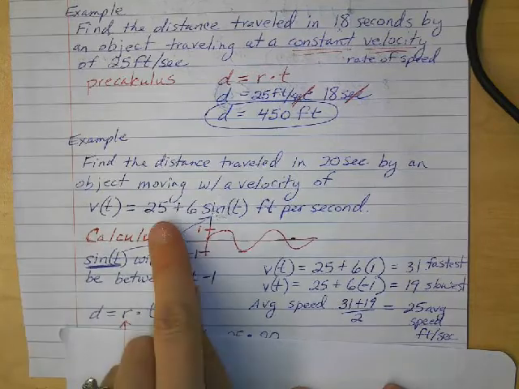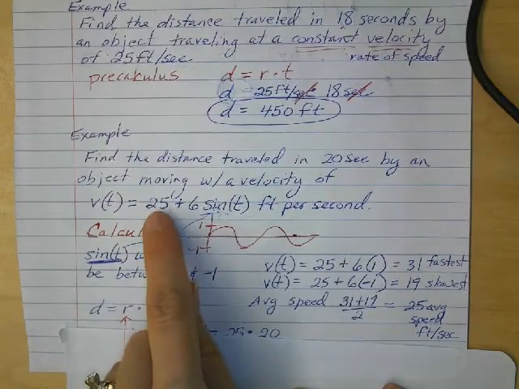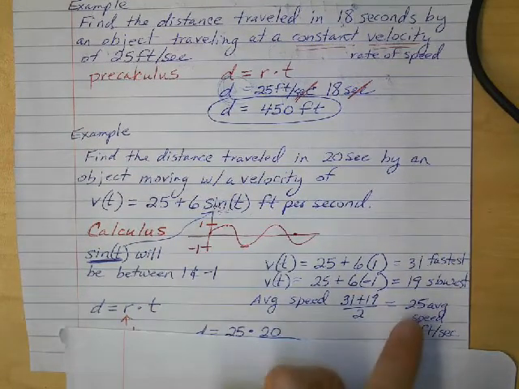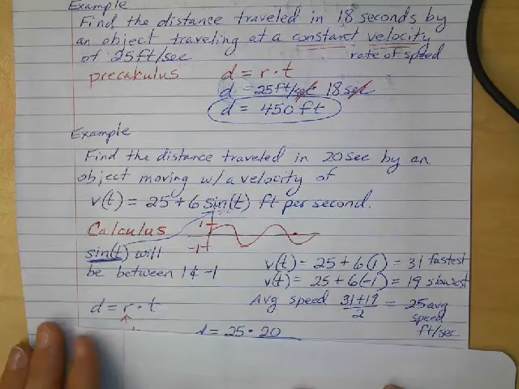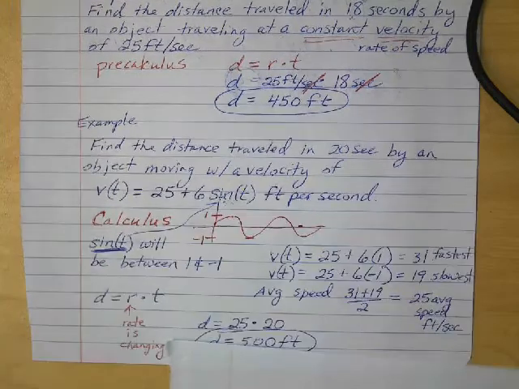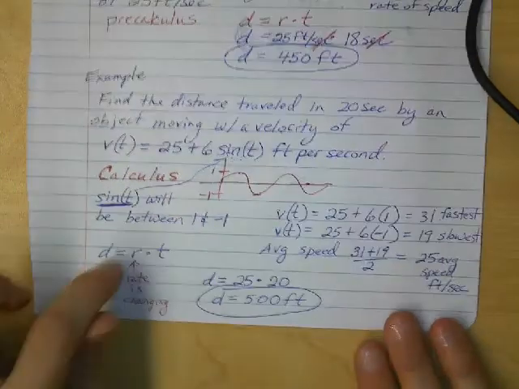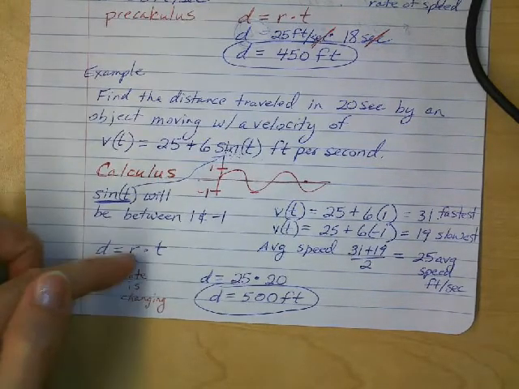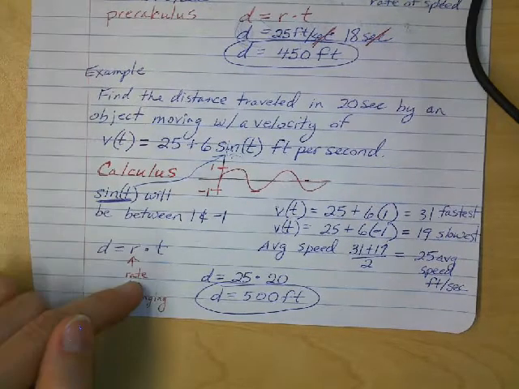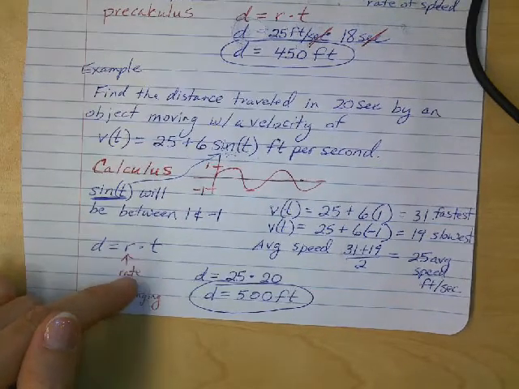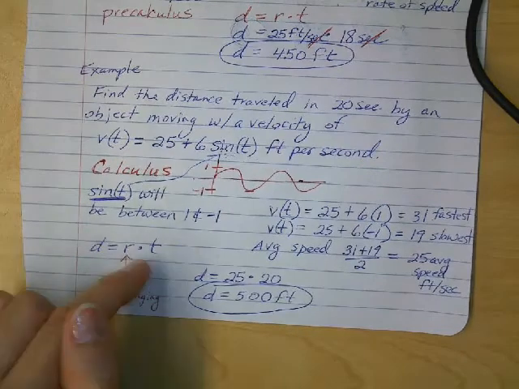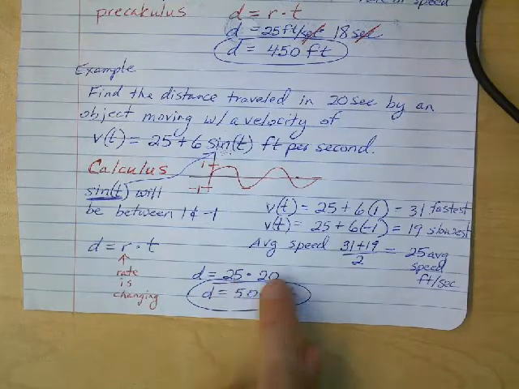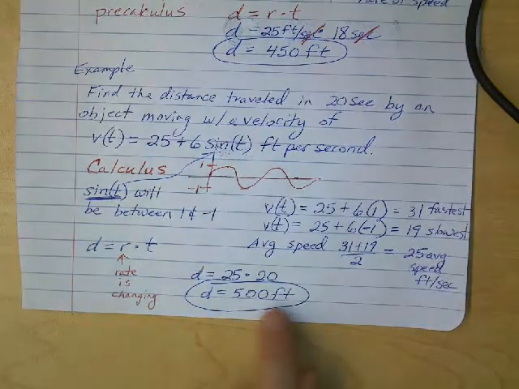And some students were noticing it's the same as the beginning of that problem, 25, because it's 25 plus 6, 25 minus 6, so the average is 25, right in the middle. So an average rate of speed is 25 feet per second. And like we said, this velocity is changing throughout the problem. We're just going to use an average there, put in the 25, and do the best we can. So 25 times the time, which was given up above, 20 seconds, and 25 times 20 comes out to 500.